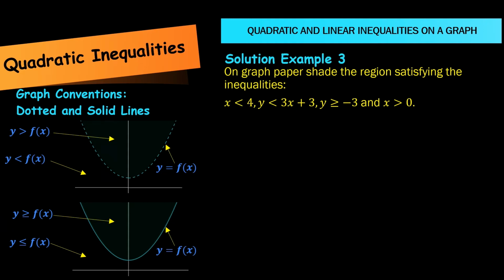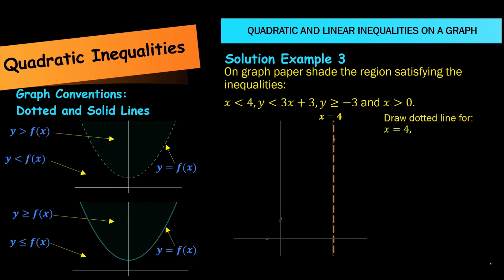So let's solve example 3. Here's the dotted line x equals 4. Notice that we need to consider this because we're looking at the region x less than 4.